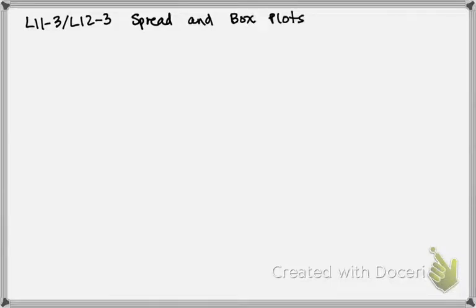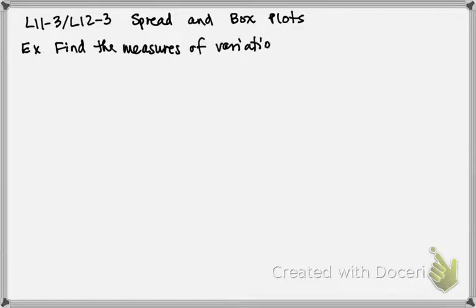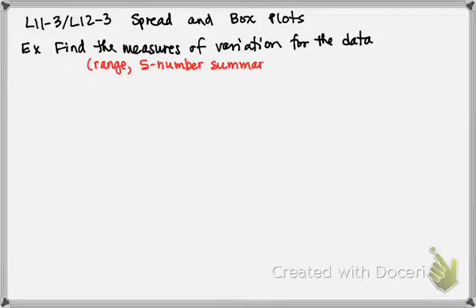Okay, so I'm going to give you 2 problems on this page. We're going to find the measures of variation for the data. When they say that, this is what they're telling you to look for. They want you to calculate the range, the 5-number summary, and the interquartile range. That's what they're looking for when they ask for the measures of variation.